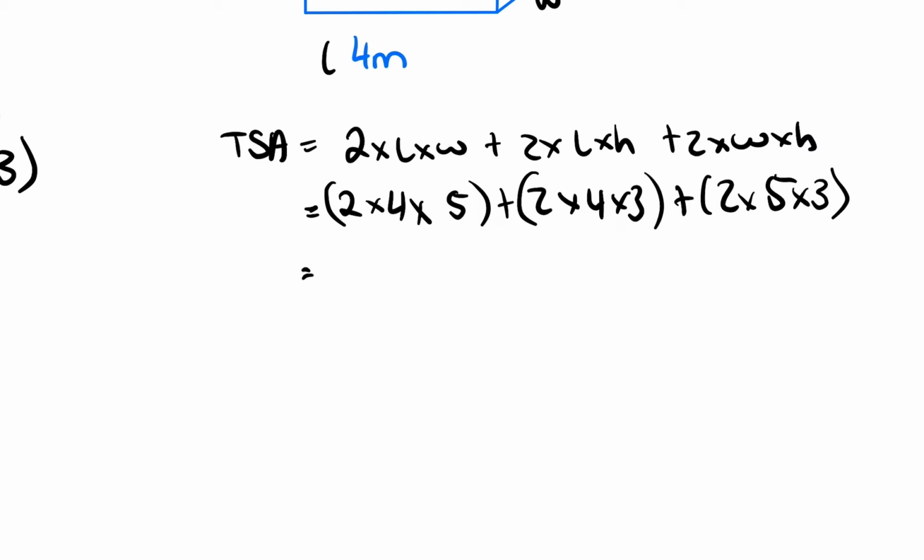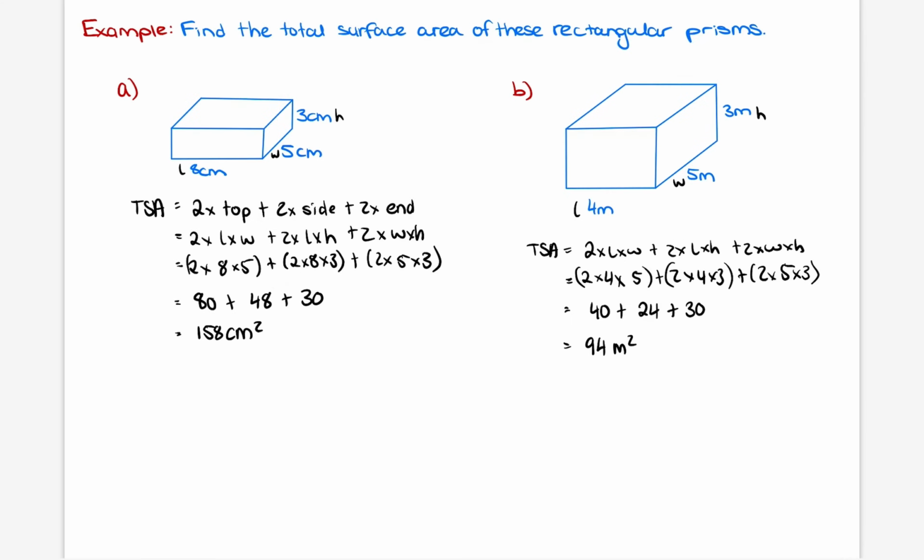So 4 times 5 is 20. 20 times 2 is 40. 4 times 3 is 12. 12 times 2 makes that 24. 5 times 3 is 15. Times 2, 30. Bam. Add them all together and we end up with 94. This one should be meters squared. And that's how you do surface area of a rectangular prism.